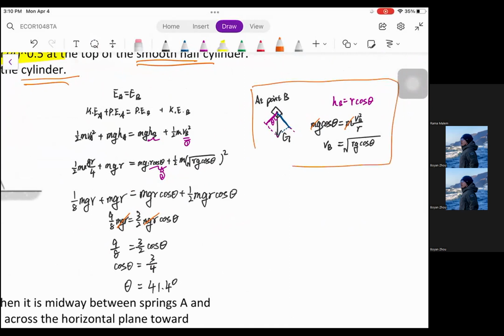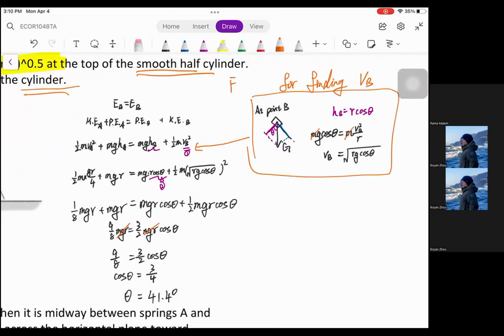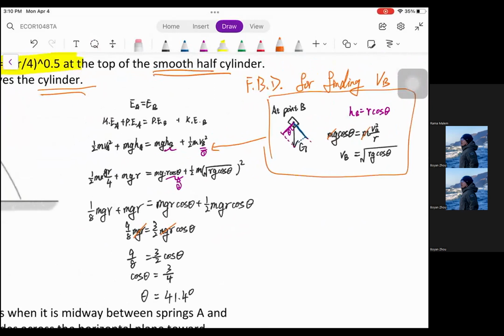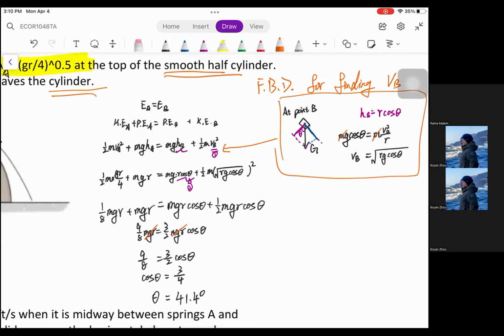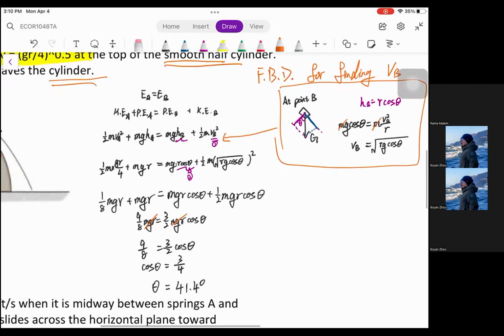This one is for finding VB, the free body diagram for finding VB. Yeah, it's pretty straightforward. It's just another energy balance equation, and then just fill in the equation.